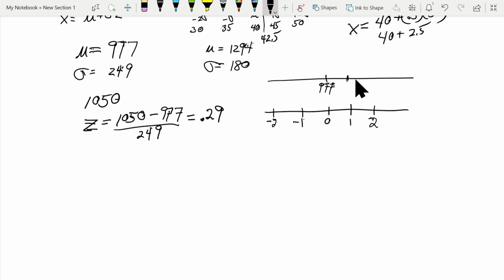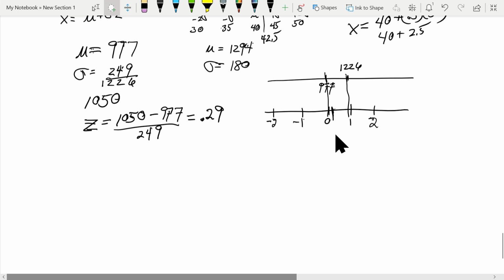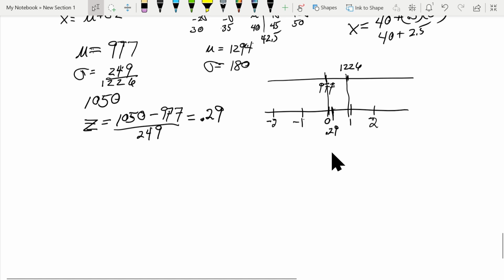977 plus 1 standard deviation. I add these two, and get 1226. The 1226 corresponds to the 1. 977 corresponds to the 0, and that score is 0.29 up. So that's its position in the 0-1 scale.